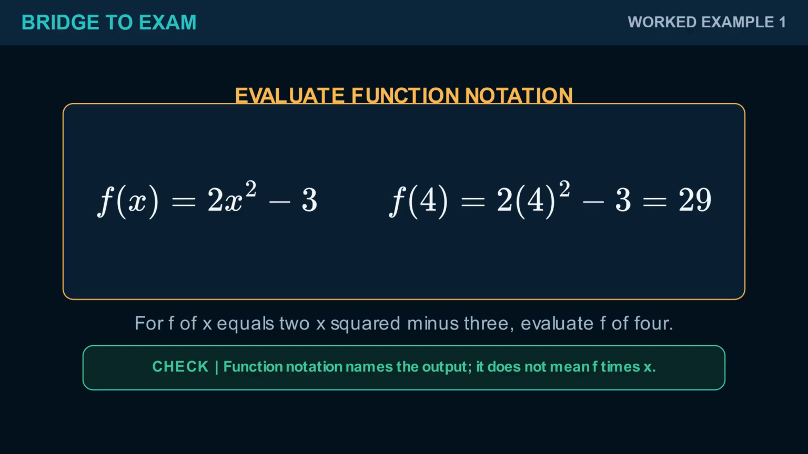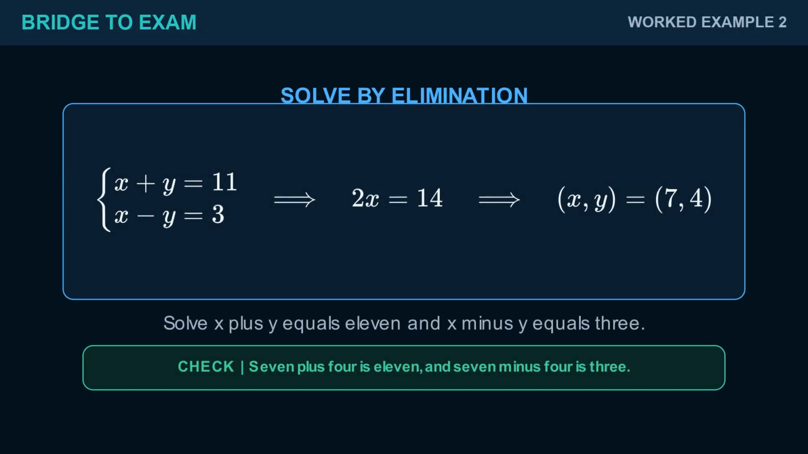Worked Example 1. For f of x equals 2x squared minus 3, evaluate f of 4. Substitute 4 for every x. 2 times 16 minus 3 is 29. Check. Function notation names the output. It does not mean f times x.